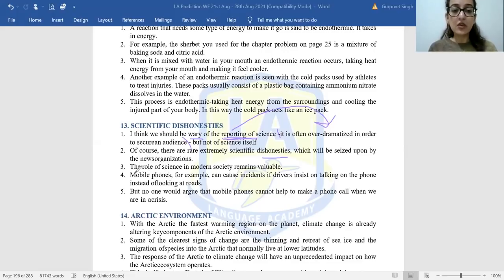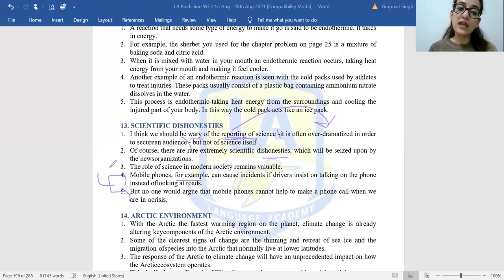And then we say the role of science in modern society remains valuable. Now here, this sentence comes here because of the example being given. Mobile phones can cause incidents if drivers insist on talking on the phone instead of looking at roads. But no one would argue that mobile phones cannot help to make a phone call when we are in a crisis. So this is an example given of mobile phones, positive and negative.